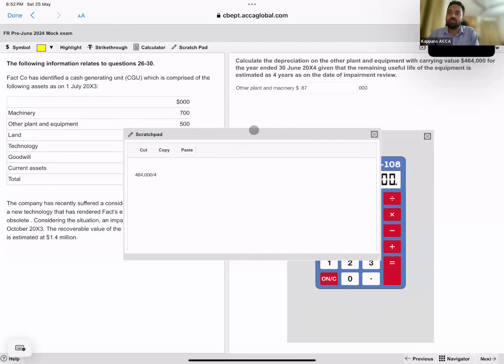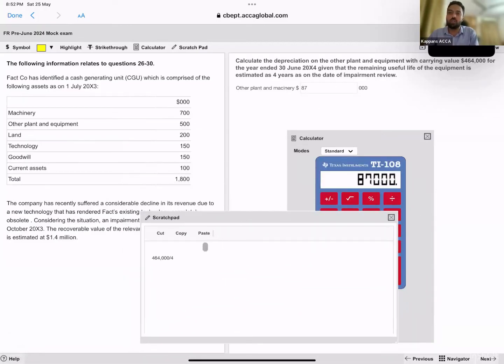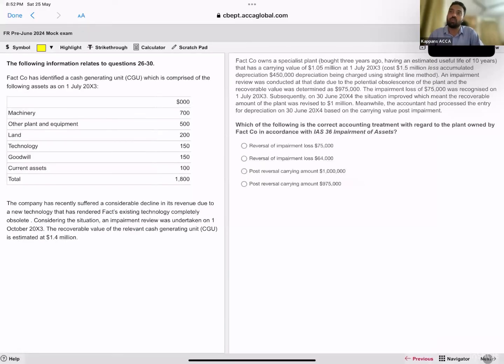And the asset has been impaired on 1st October and the year end is on 30 June X4. So time proportionating from 1st October to 30 June X4, 9 by 12, you get 87,000. So moving forward to the last question.